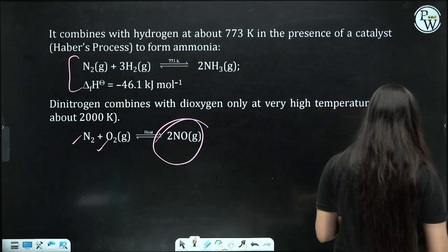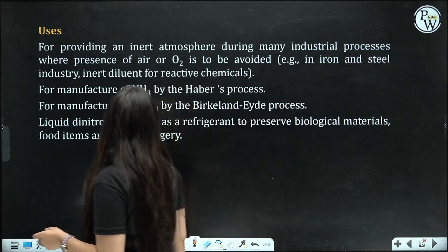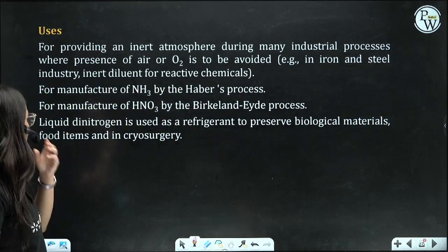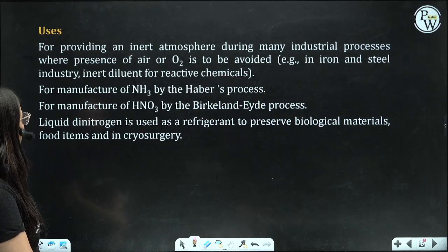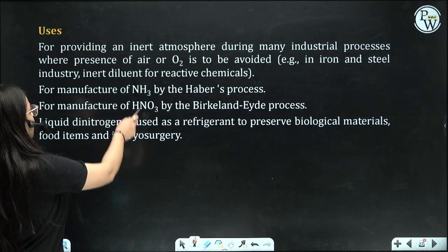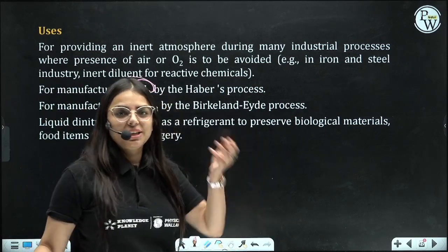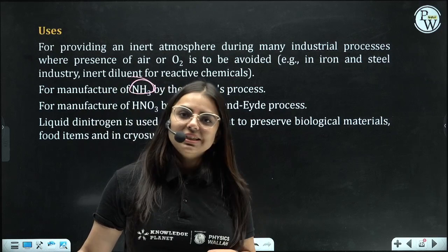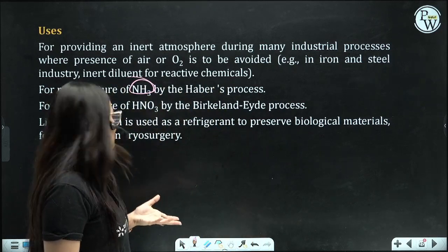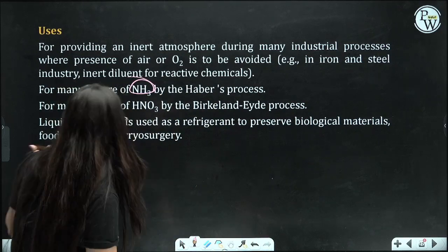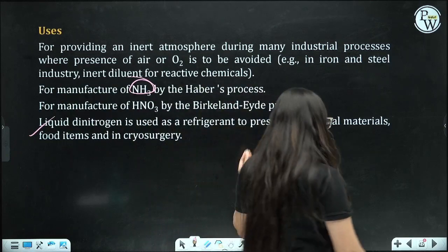Moving on to the next part, the uses. It is used for providing an inert atmosphere during some industrial processes where the presence of air or O2 is to be avoided, and for manufacture of ammonia by the Haber process, that is N2 plus 3H2 giving NH3. It is also used for manufacture of HNO3 by the Ostwald process, and liquid nitrogen is used as a refrigerant to preserve biological materials, food items, and in cryosurgery. Important use.